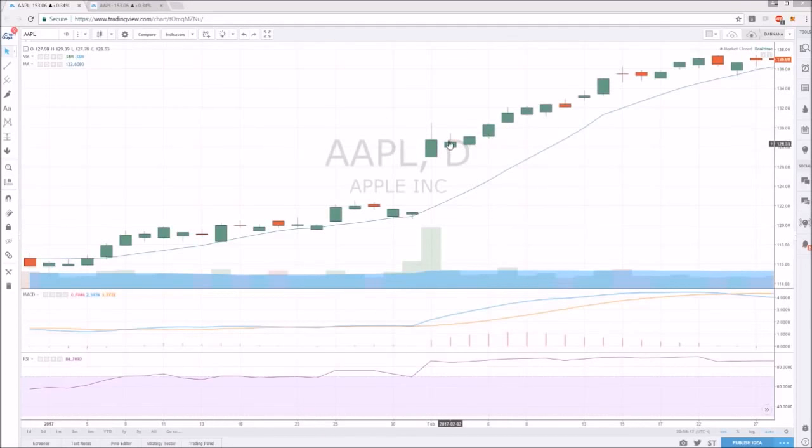So we see a very clear pattern, and this is a very simple pattern. Once you get it down, you can pick out these inside bars very easily visually by looking at the chart. So multiple inside bars in a row.